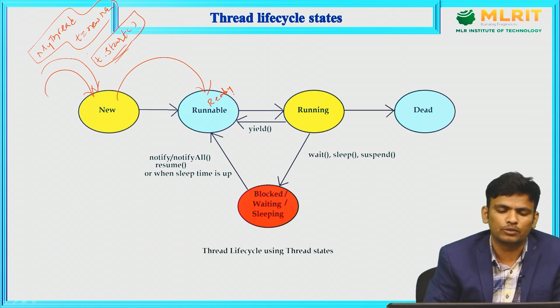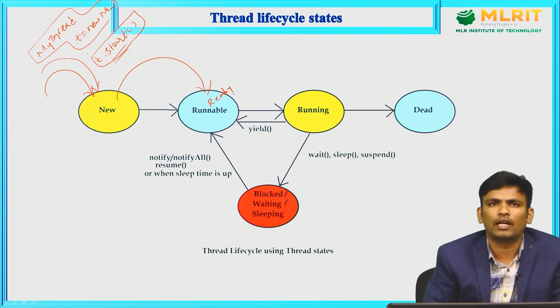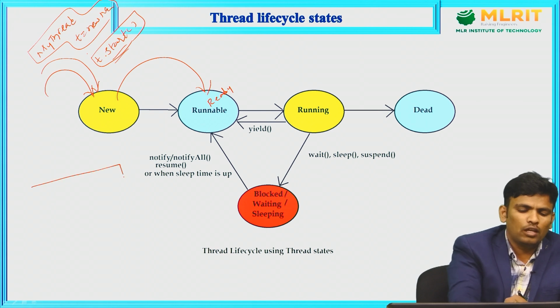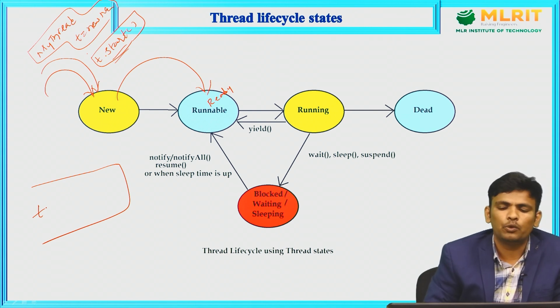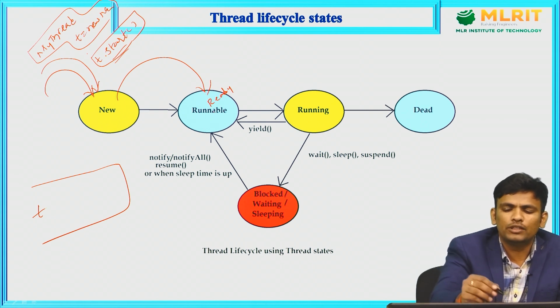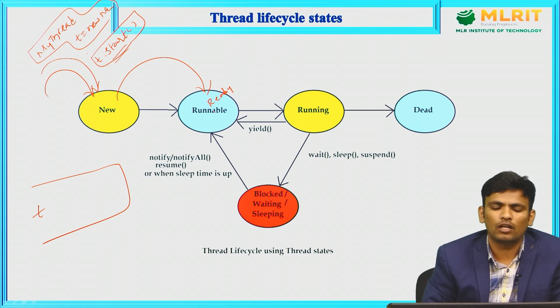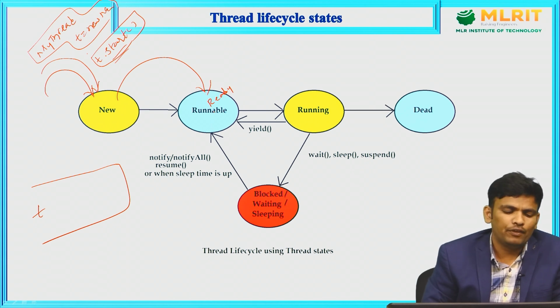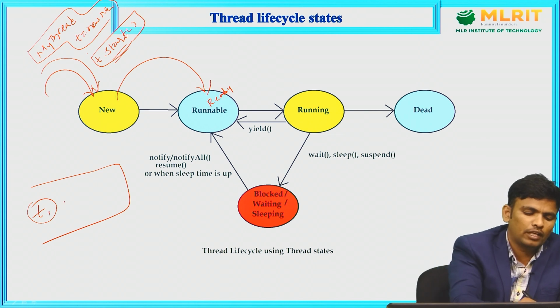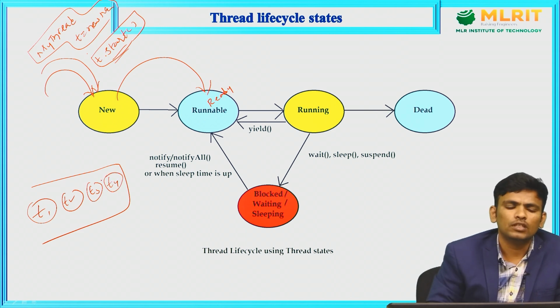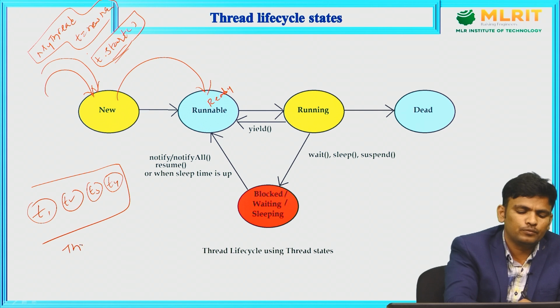Ready to execute means all the eligible threads enter into the runnable state. Suppose I have the T thread, and it is ready to execute. Then it will enter into the running state. A thread enters from the runnable state to the running state when the thread scheduler decides that the particular thread has to be executed. Suppose I have the T1 thread, T2 thread, T3 thread and T4 thread.